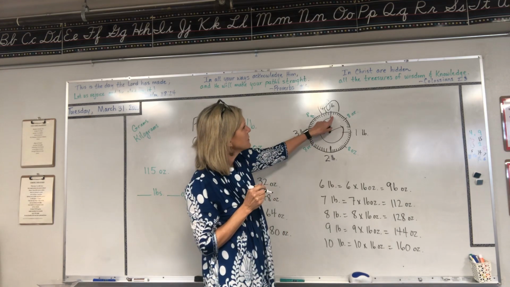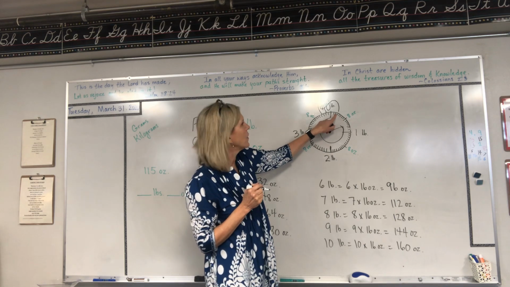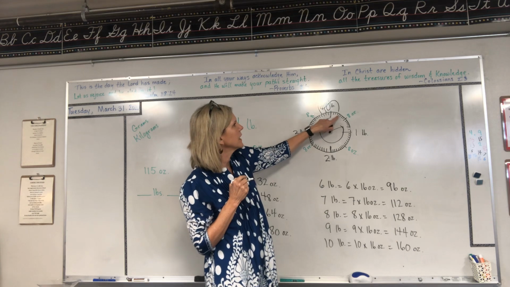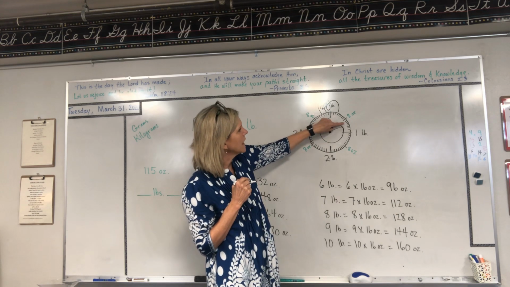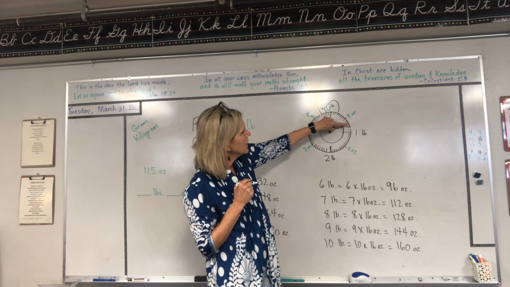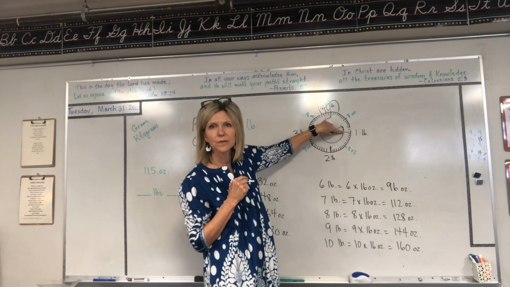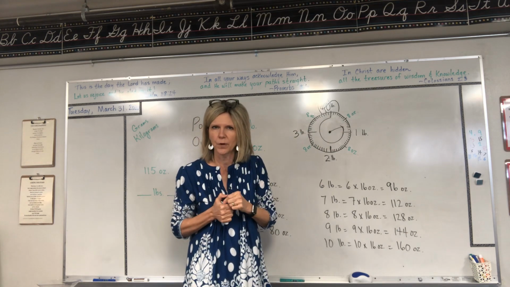In between each pound is halfway, which is 8 ounces. And then all the other markers are 1 ounce. So it starts at 1 ounce, 2 ounce, 3 ounce, 4 ounce, 5, 6, 7, 8 ounce, 9, 10, 11, 12, 13, 14, 15, 16 ounces when you get to a pound. So remember that when you're working on your scales in your workbook.